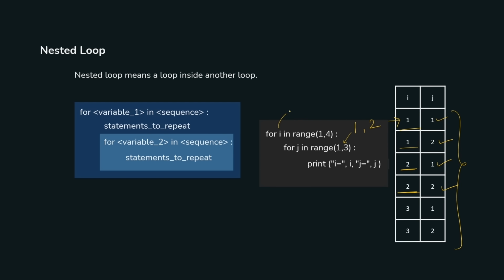Now we will get the last value of i. It is nothing but 3. And the possible values for j are the same, 1 and 2. i will be constant again. So look at this table. It executed a total of 6 times. This is how the nested loop gets executed. Hope you understood this concept.